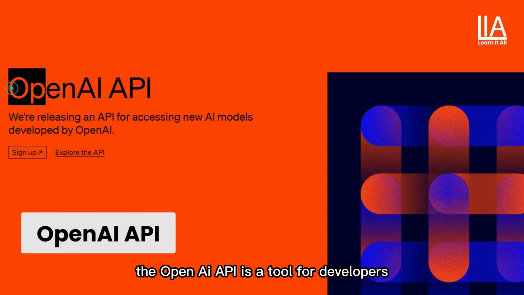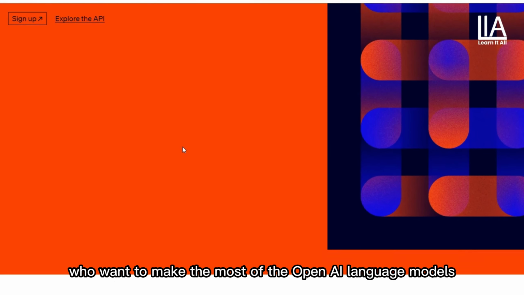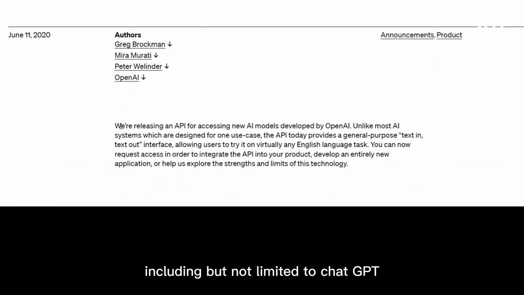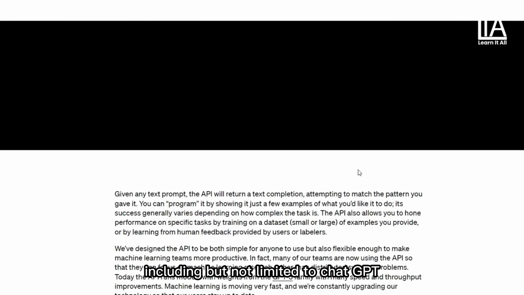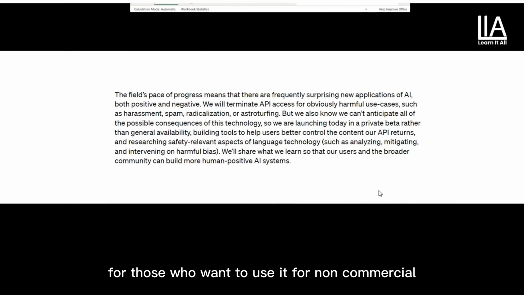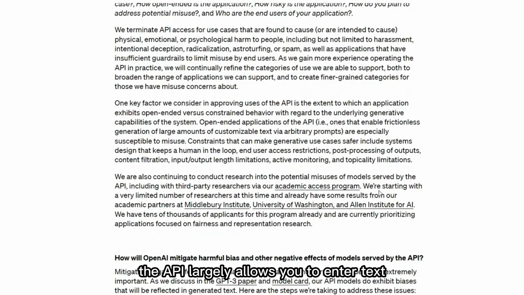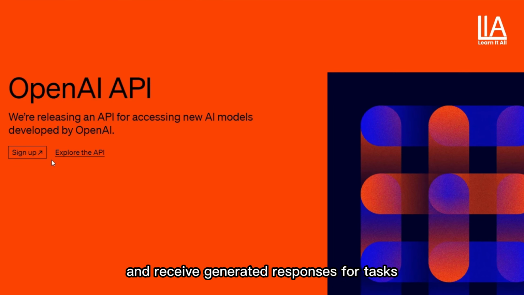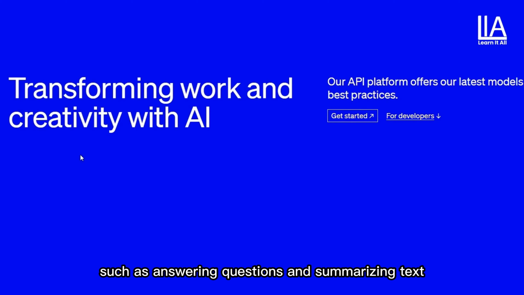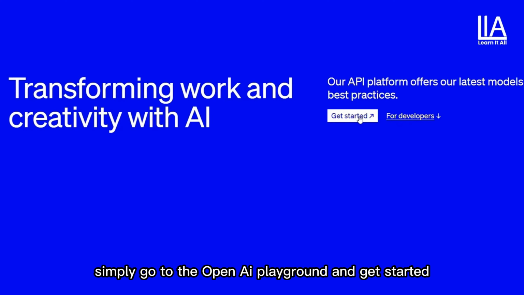OpenAI API. The OpenAI API is a tool for developers who want to make the most of the OpenAI language models, including, but not limited to, ChatGPT. It is a paid service, although OpenAI has made it free for those who want to use it for non-commercial and educational purposes. The API largely allows you to enter text and receive generated responses for tasks such as answering questions and summarizing text.